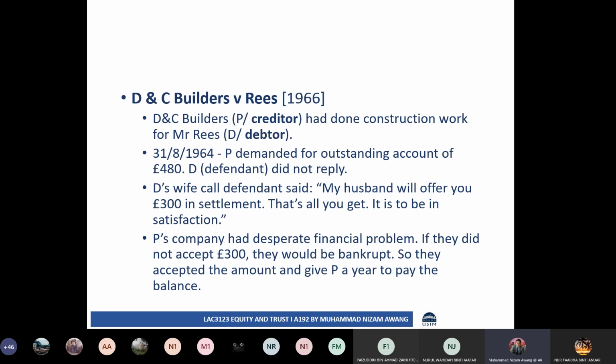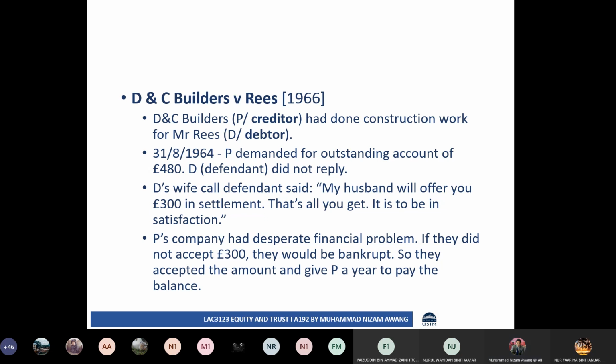The defendant's wife replied to the company, DC Builders, the creditor, that the husband can only pay £300 to settle the remaining balance. That's all they can pay. At that particular point in time, the creditor had no choice but to accept the offer or bargain made by the wife, because they were also in a problematic financial situation. If they did not accept the amount, they would go bankrupt.